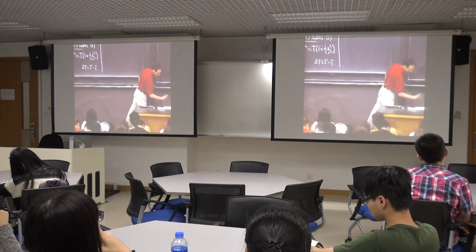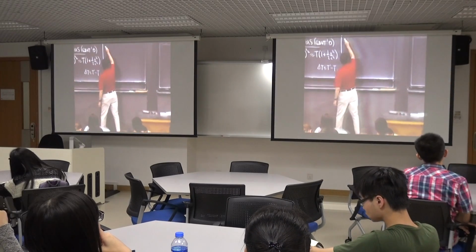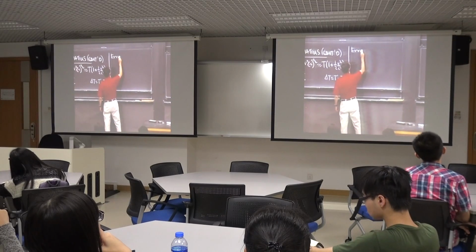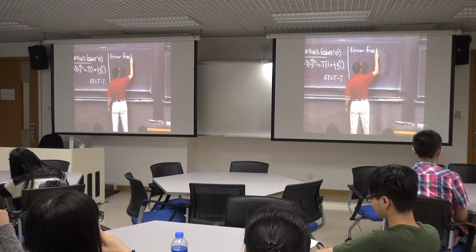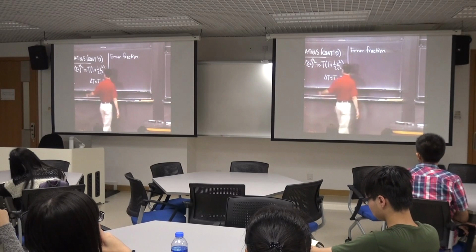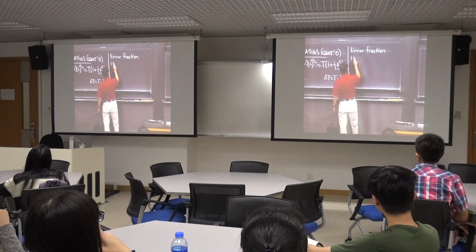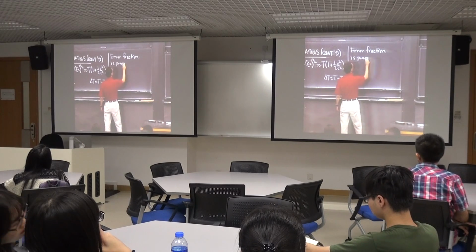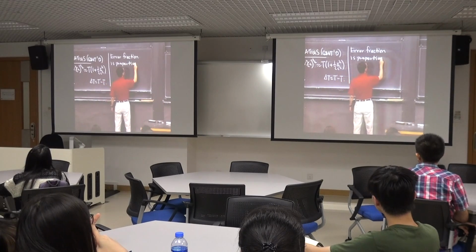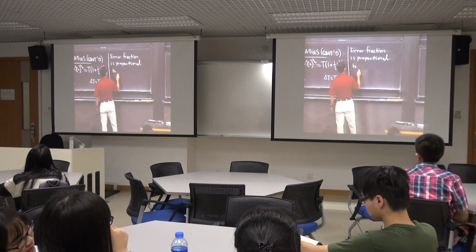So I want to write this down just as a summary. So the error fraction, if you like, which is sort of the number of significant digits that we have in our measurement, is proportional, in this case, to this quantity.